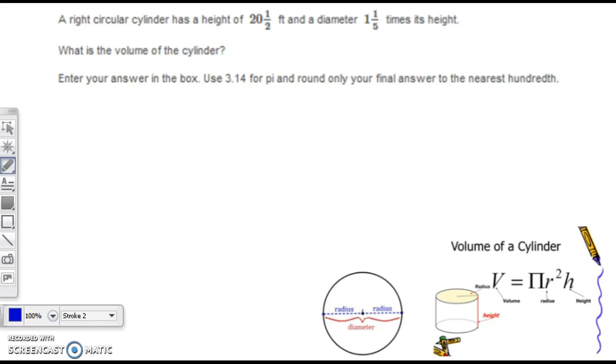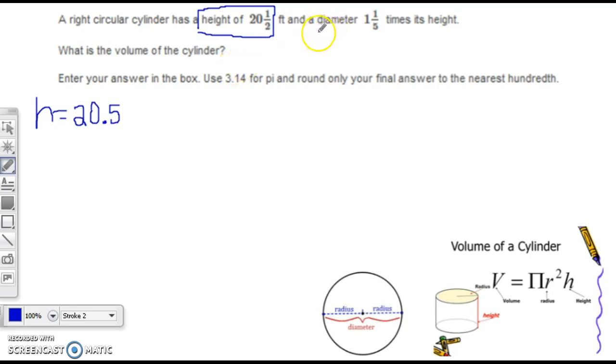All right, and then the last one. A right circular cylinder has a height of 20.5 feet and a diameter 1 1/5 times its height. I don't even know where I got 1 point something. Okay, so the way this is worded is really tricky. So we know the height is 20.5. I'm going to go ahead and make a note of that. 20 and 1/2 is the same as 20.5. I'm going to change them into decimals just because it's less painful for me.